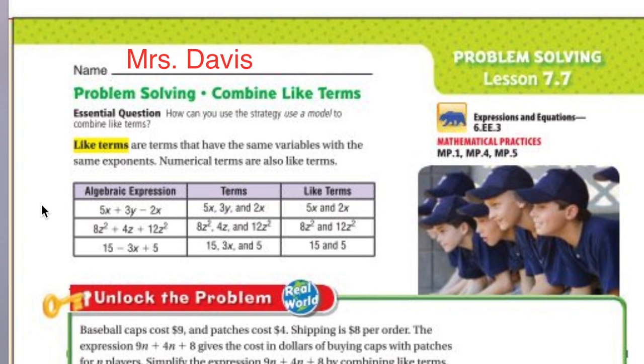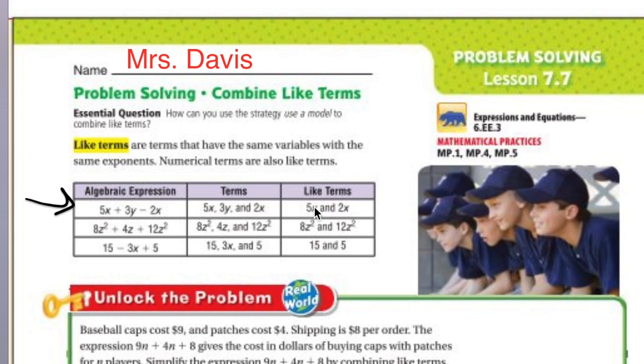Let me put a marker here. You know which one I'm talking about. This one here. 5x, 3y, and 2x are the terms. Okay, so you have the algebraic expressions here. You have your terms here. You have the like terms here.